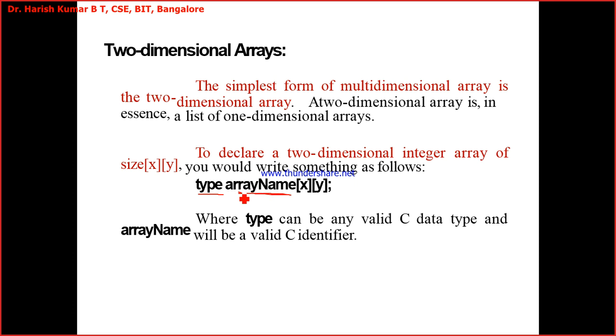Then give the name of the array, and then you have X and Y. So two subscripts are here. If there is only one subscript, it is a single dimensional array. If there are two subscripts, it is a 2-dimensional array. Here the type can be any valid C data type, and the array name will be a valid C identifier. This name is framed using all the rules you have to follow for declaring a variable.